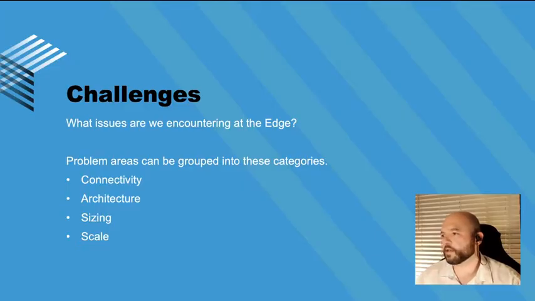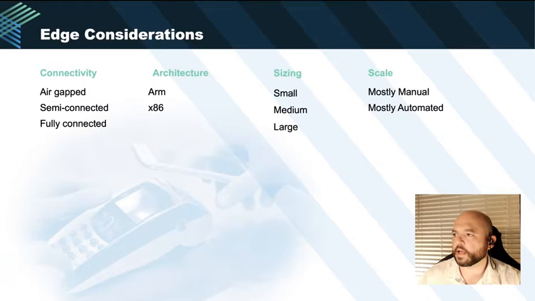In different challenges, I broke down our challenges in really four areas that I'm going to talk about: connectivity, architecture, size, and scale. And I'll tell you a little bit more about each one now. The connectivity is like air-gapped, semi-connected, or fully connected. If we're in an air-gapped environment, whether for regulatory, security, or other reasons, we have a whole lot more considerations we have to worry about, because it's just hard to do anything from a management or deployment standpoint.